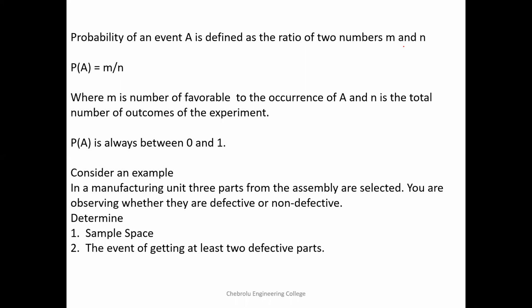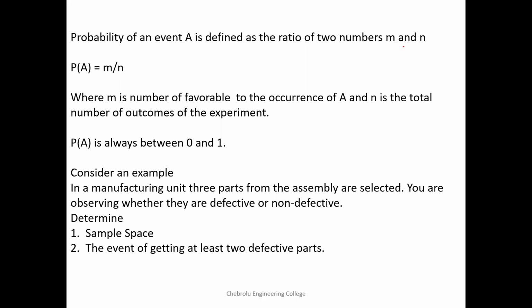If we consider a small example, then P of head, where A is head, P of A would be 2 by 6. And P of tail will be 4 by 6. That is called probability. That is how we calculate the probability. Consider an example; if you consider this example, it will be very clear to you.